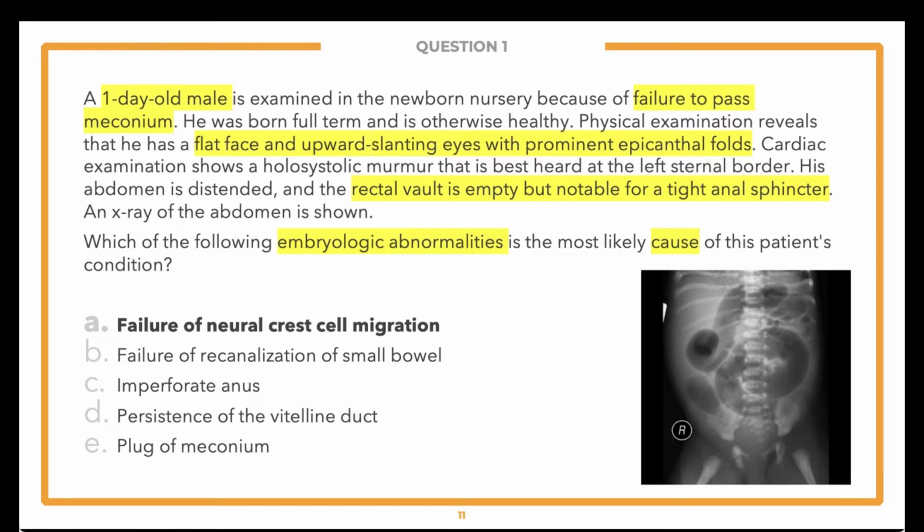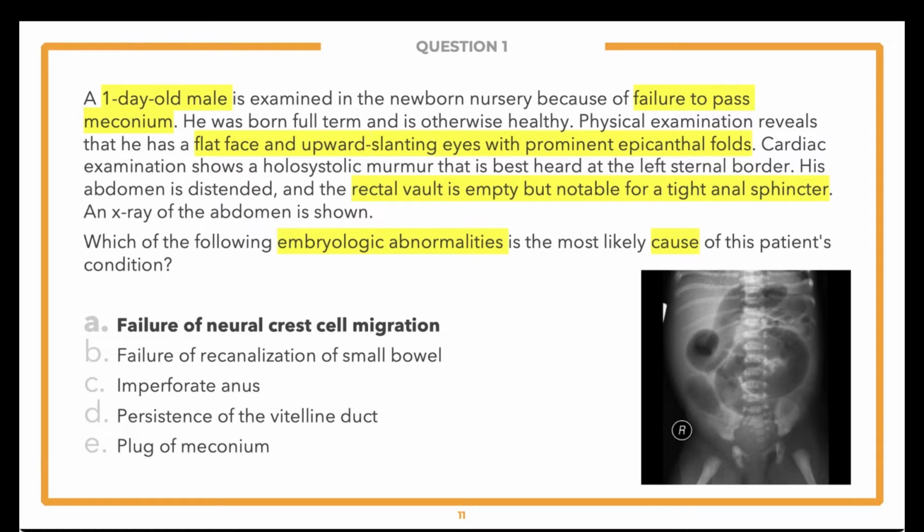Now, let's connect the dots. So what's Down syndrome got to do with any of this? There's a connection. The other clue here they're giving you for Down syndrome is the cardiac findings. The holosystolic murmur at the left sternal border indicates a VSD, a ventricular septal defect, which can be seen secondary to the endocardial cushion defects associated with Down syndrome. But that's not what the question's asking. The question's all about the GI tract. So let's shift our focus to what's going on.